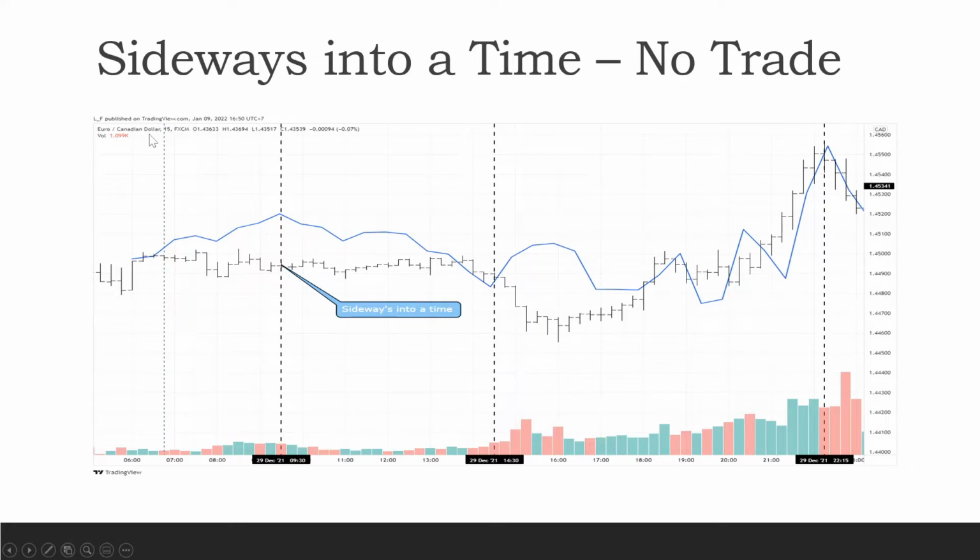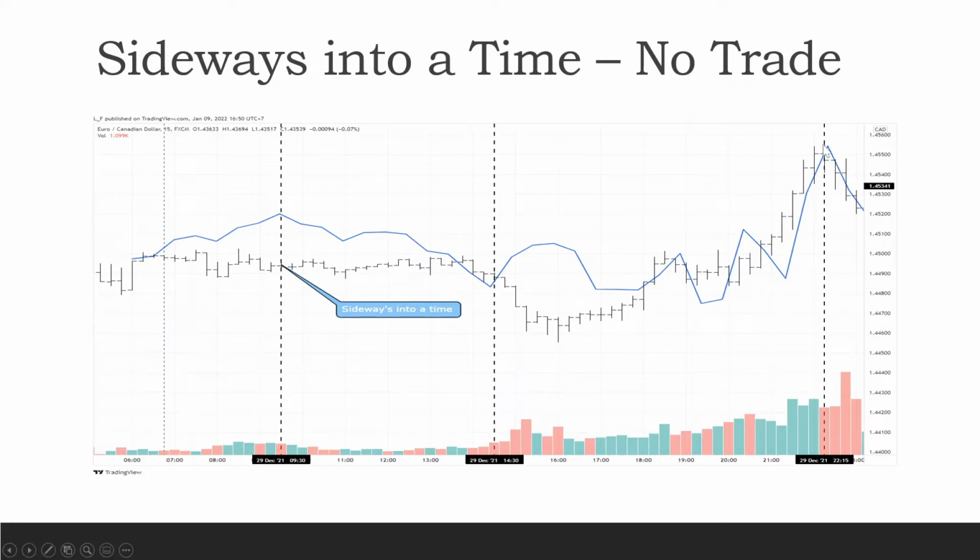There's a Euro Canadian here. So what we're expecting here is a top, and it was just sideways, so wouldn't take that trade, just leave it alone. And the same with this one as well here. We're expecting to go from high to low here, but it was sideways through the whole time. So when we get things like this, we don't want to trade.